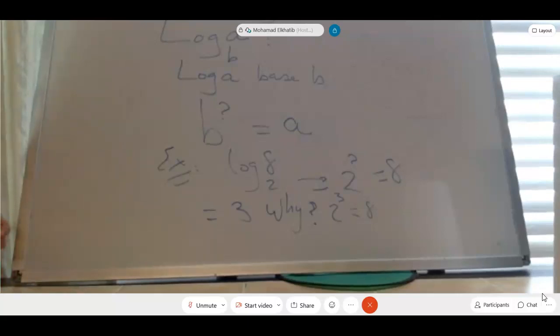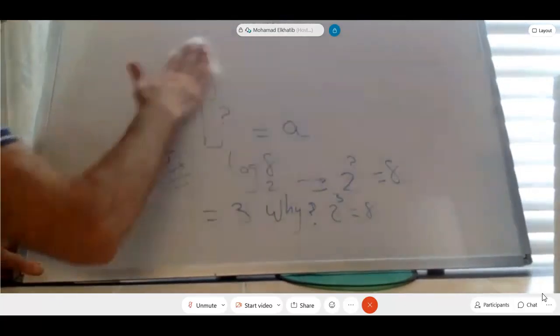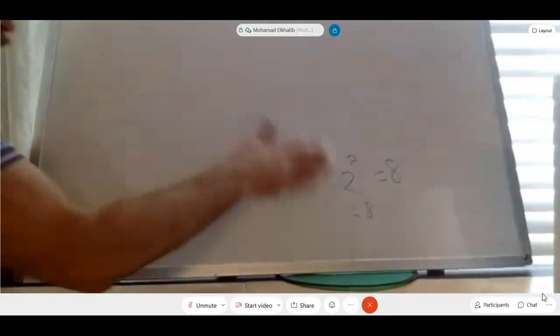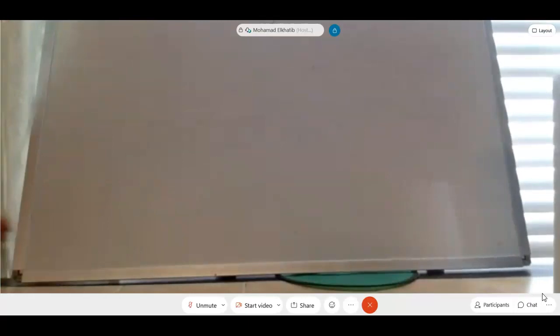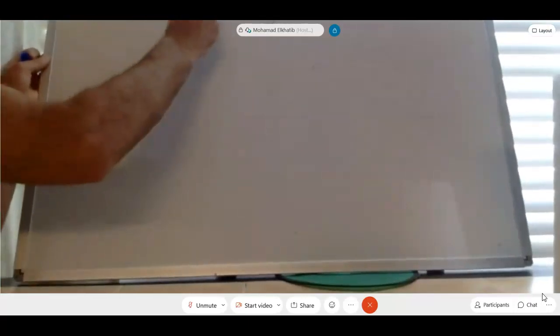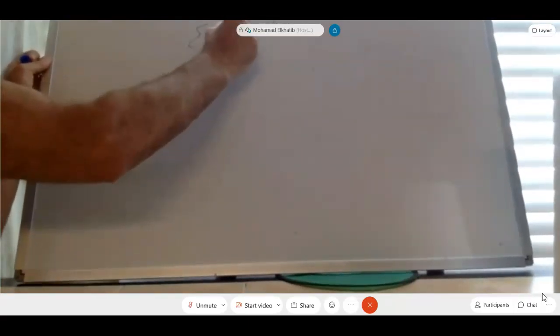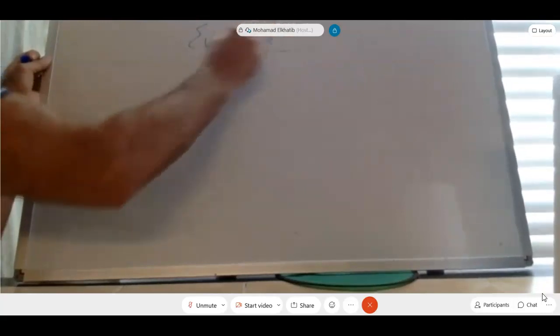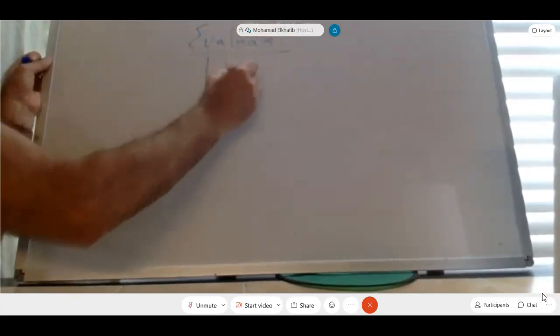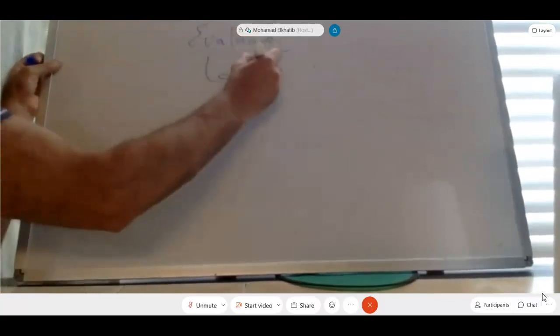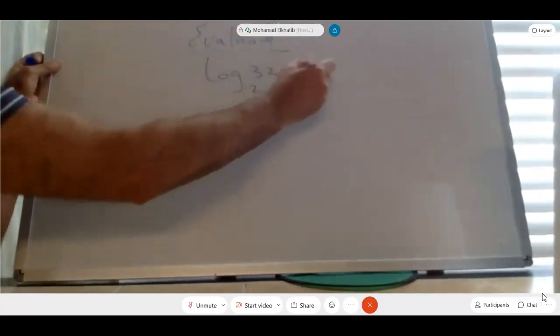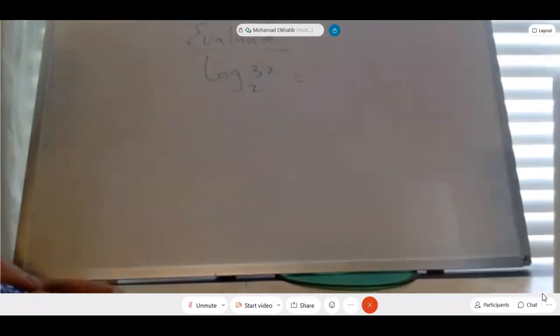Okay, so let me just show you examples of finding logs. I'm going to show you a bunch of them, then I'm going to let you try some on your own. Let's say I ask you to evaluate log 32 base 2. The way you read this is log 32 and the base is 2.